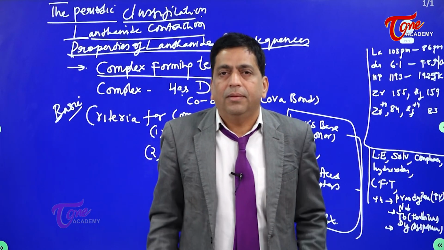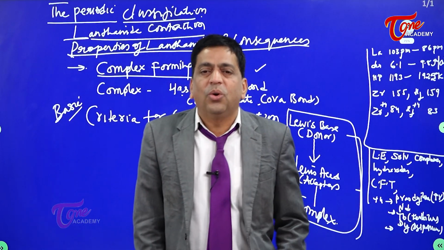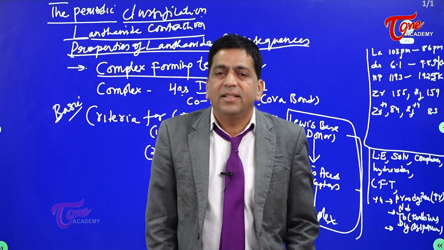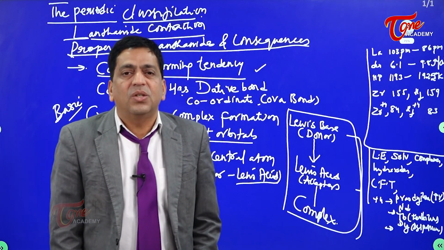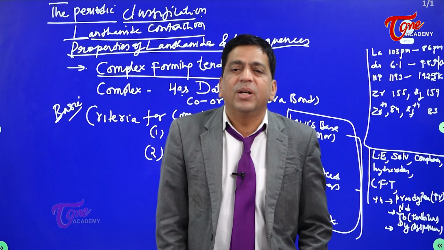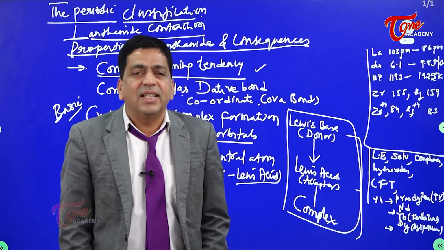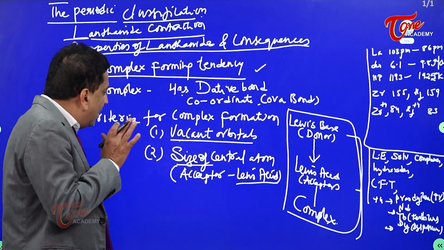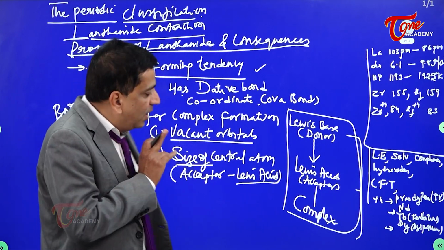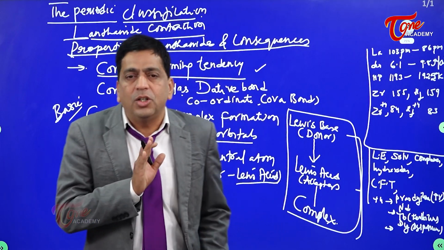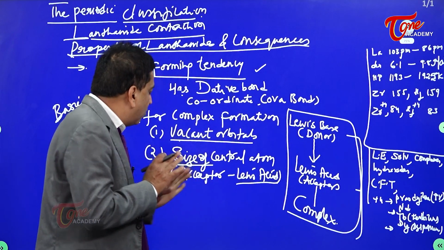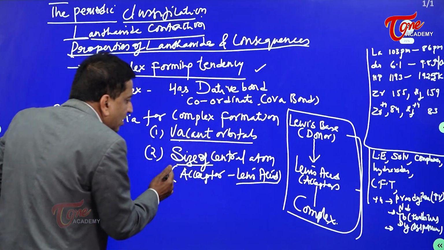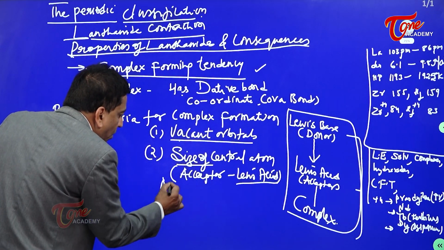So let us actually apply this complex forming tendency to lanthanides and see whether the trend is increasing from left to right from lanthanum to lutetium, or it's first increasing then decreasing, etc. We'll apply this criteria, right? And remember, basic criteria is you must have the size of the central atom. You should have vacant orbitals and the size of the central atom must be small.